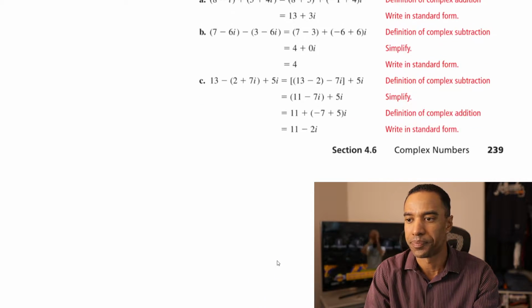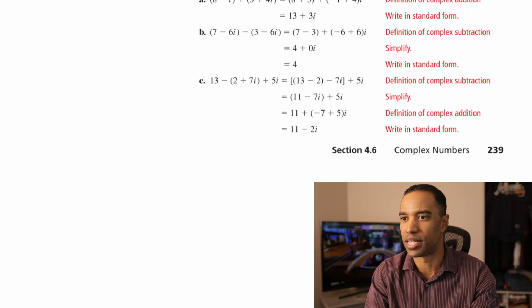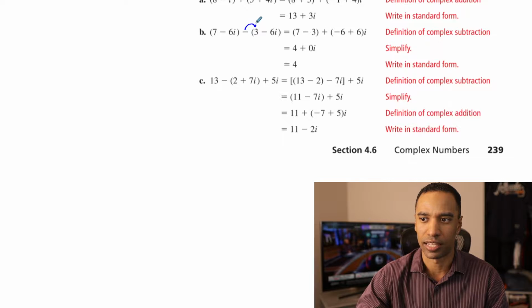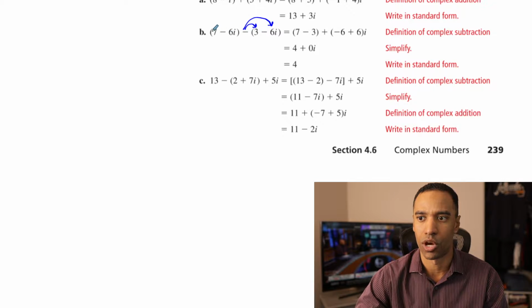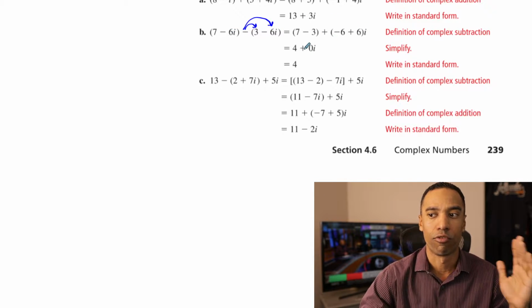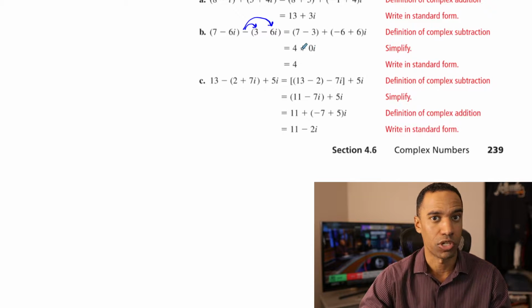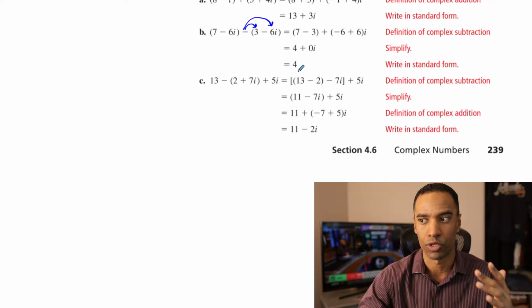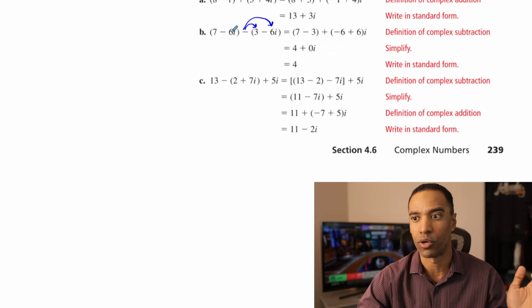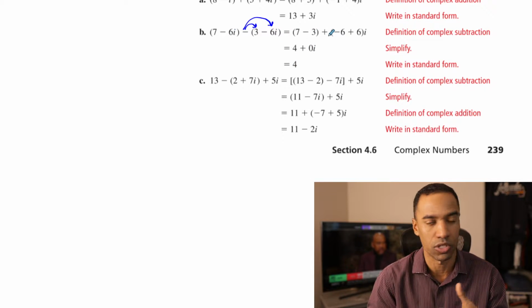The next one here, 7 minus 6i minus 3 minus 6i. Now, for me personally, I like to distribute that negative. So we're going to do 7 minus 3, boom. And then negative 6i minus is minus negative is a plus. Negative 6i plus 6i, which is 0i. 4 plus 0i also means 4, just like 4 plus 0x would just mean 4, which means this is just a real number. Strictly just a real number. There's no imaginary component when you add the two complex numbers together. They cancel each other out.